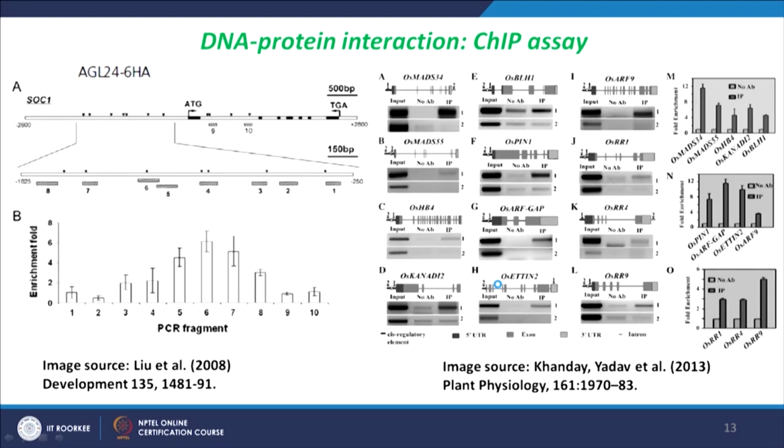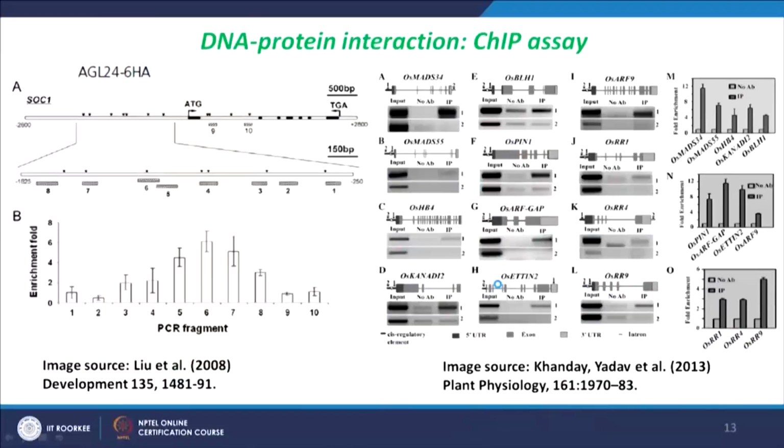Okay. Then the ChIP assay, as I said, is very important. So, chromatin immunoprecipitation, you can do at the gene level, you can do at the global level, the way you want. Here, basically, you have putative binding sites. So, what you do is you allow your protein to bind to the chromatin.